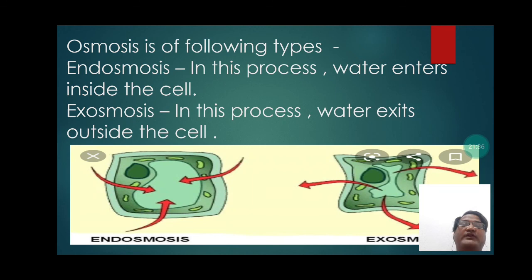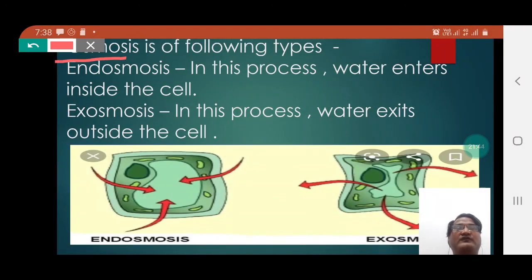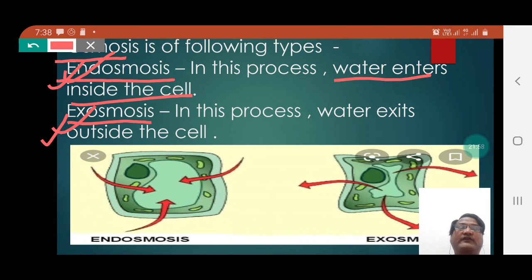Osmosis is of the following types: endoosmosis and exoosmosis. So students, osmosis is generally of two types: endoosmosis and exoosmosis. Students, in endoosmosis, water enters inside the cell, whereas in exoosmosis, water exits out of the cell.